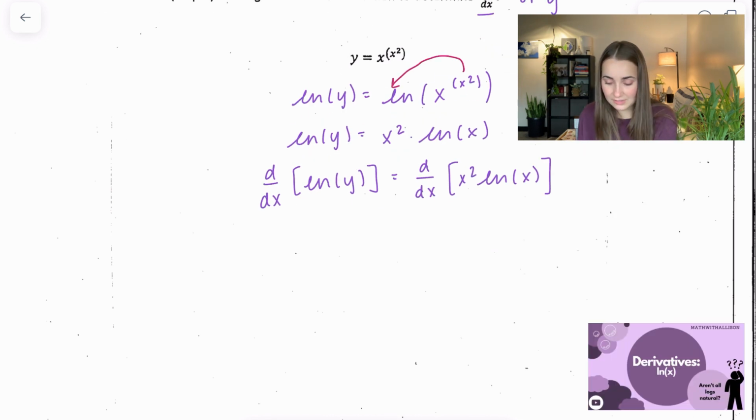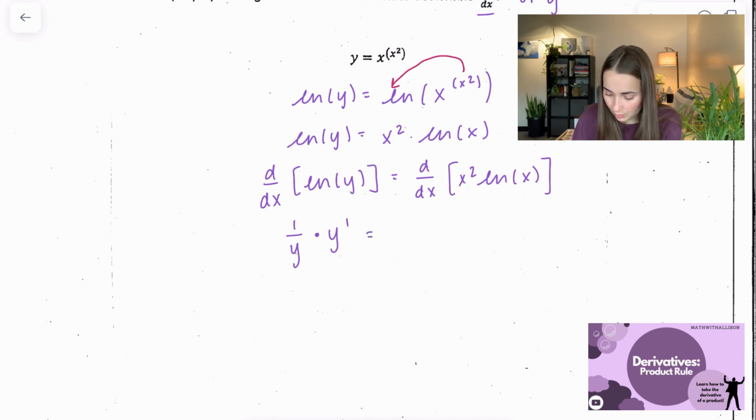Here on the left side, when we take the derivative of natural log of y, I know this becomes 1 over y, but remember we have to multiply this by y prime. And now we have to set up product rule because we have x squared multiplied by the natural log of x. Notice here we do have multiple x's, and that's how I knew we have to use product rule. So let me go ahead and set that up.